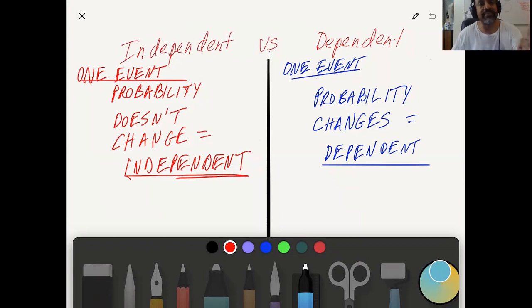So independent means that the events don't affect each other. It also means that the probability for each event doesn't change. Dependent events means that the probability of one is going to affect the probability of the second. So what happens in the first event is going to affect what happens in the second event, and it changes the probability for the second event. That's the key. If the probability changes because of what happened in the first event, then they are not independent, they are dependent, right?